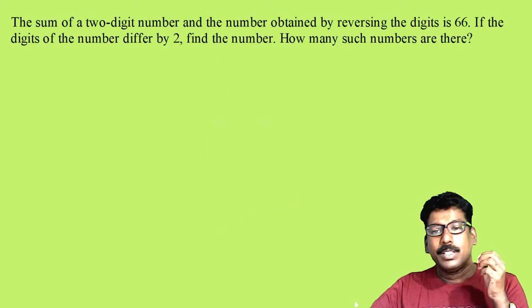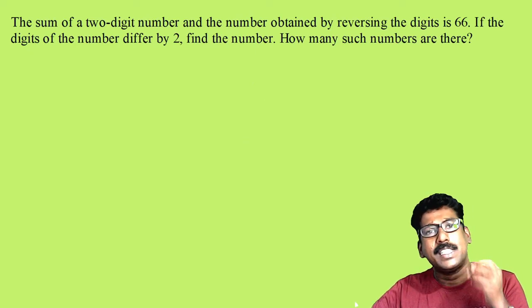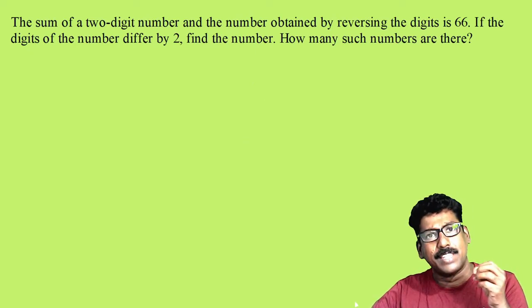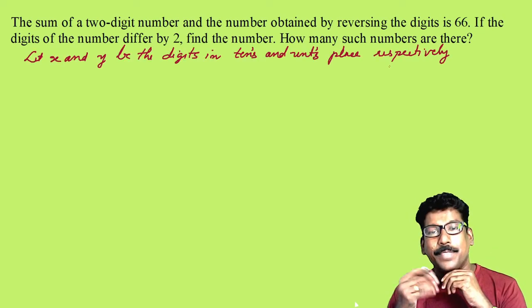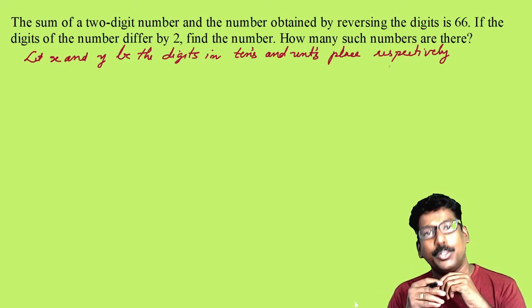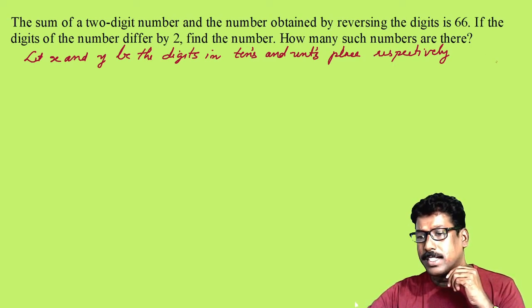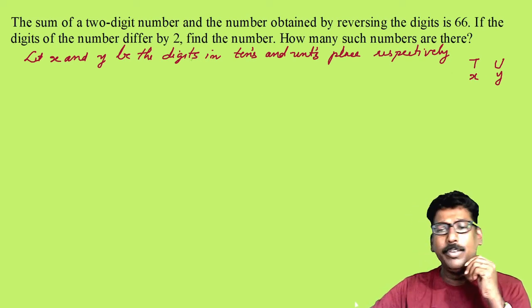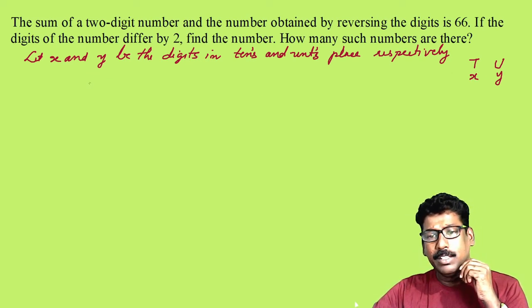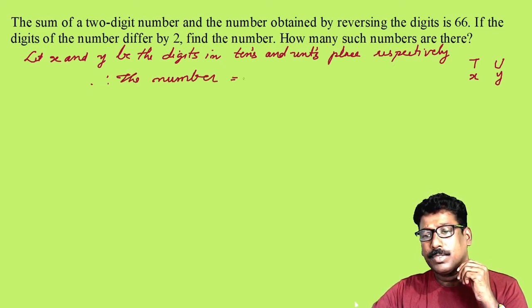Now look at the question. The digits of the two-digit number are not given, so we can take them as x and y. So we can write, let x and y be the digits in tens and unit place respectively. That means the unit place is y and the tens place is x. Then what will be the number? Therefore the number is equal to, yes, tens place means it is 10x plus unit place y.